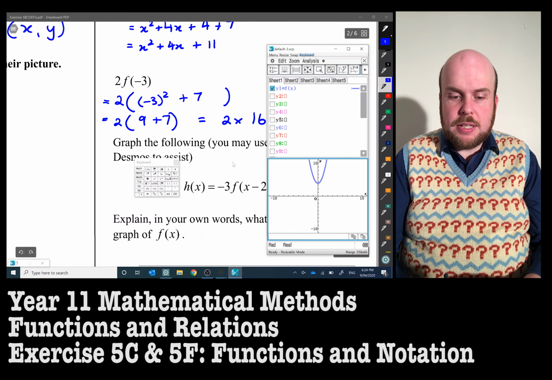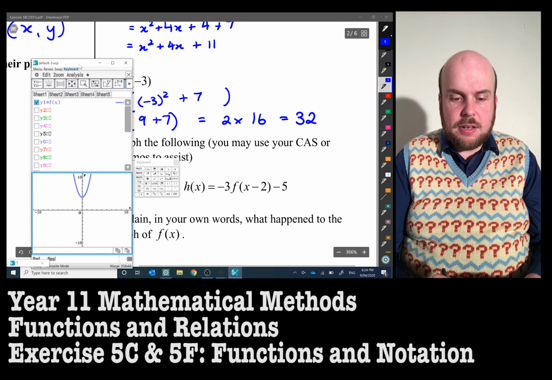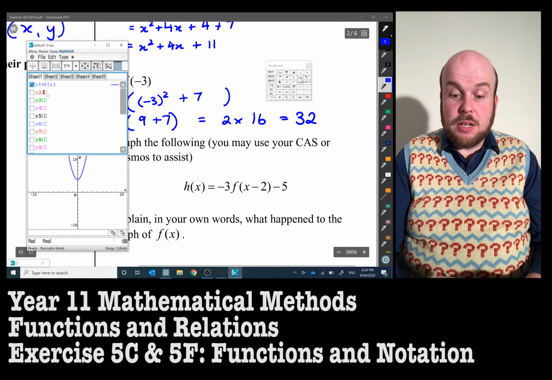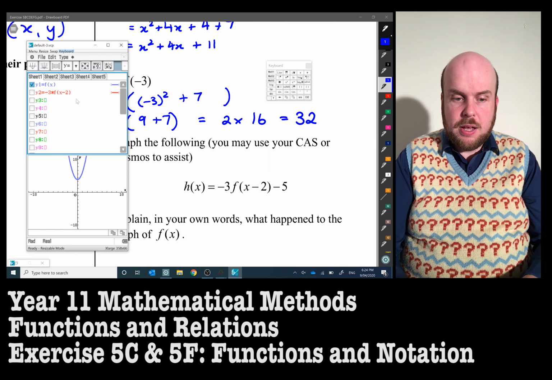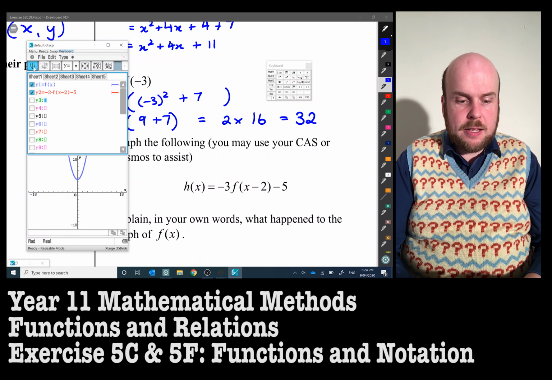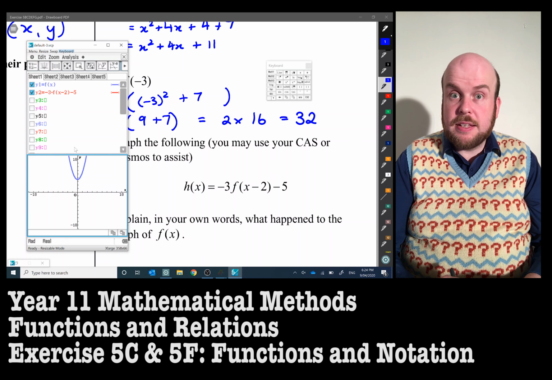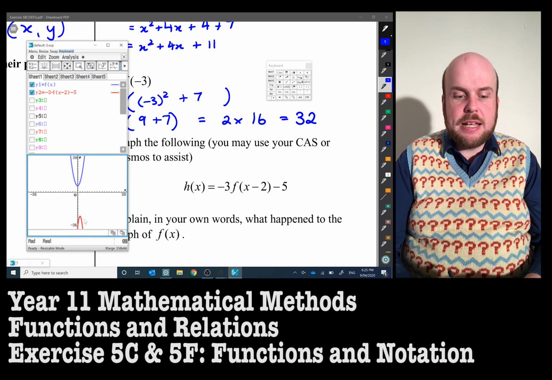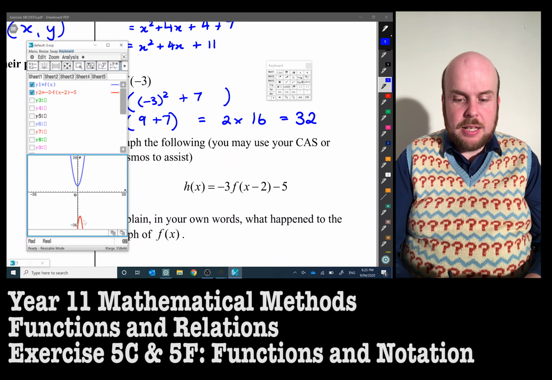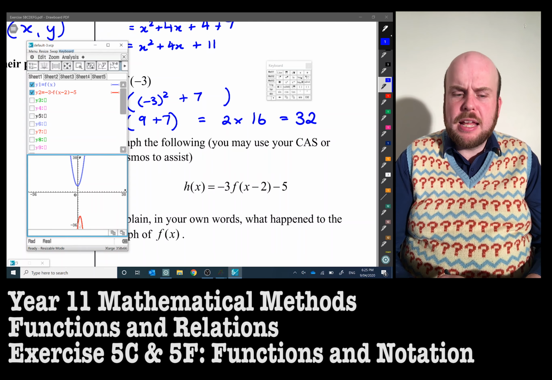Now what I can do is alter the graph accordingly and enter negative 3 times f of x minus 2, minus 5. Notice here nothing's come up yet because it's probably very, very far away. So we can zoom out. Let's see if we can find it. Oh, there it is, right down there at the bottom.